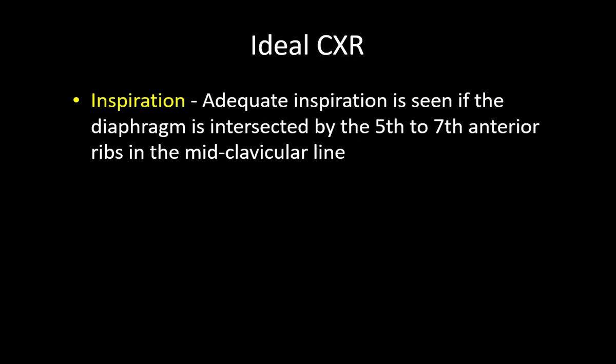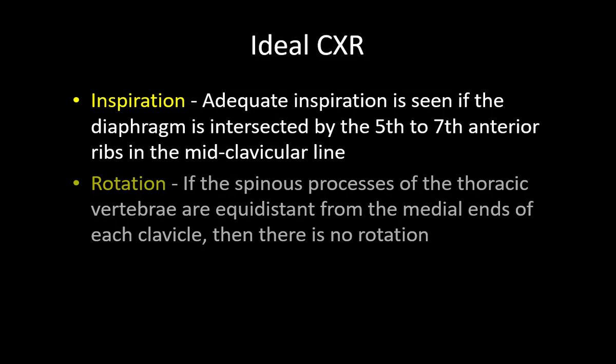The ideal chest X-ray, the characteristics: it should be obtained in adequate inspiration. What is adequate inspiration? Adequate inspiration is seen when the diaphragm is intersected by the 5th to 7th anterior ribs in the mid-clavicular lines, which is usually obtained when there is full inspiration. Rotation, there should be ideally no rotation, and how do you determine the rotation? You look at the medial ends of the clavicle, which should be equidistant from the center of the spinous process of the thoracic vertebra.